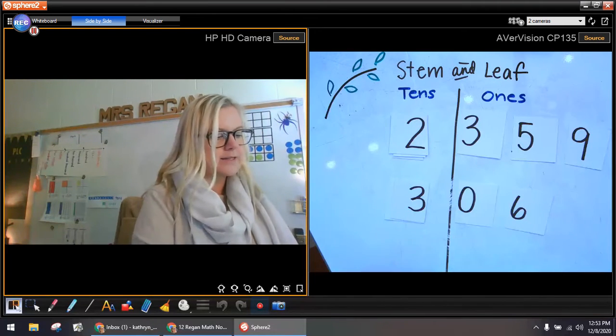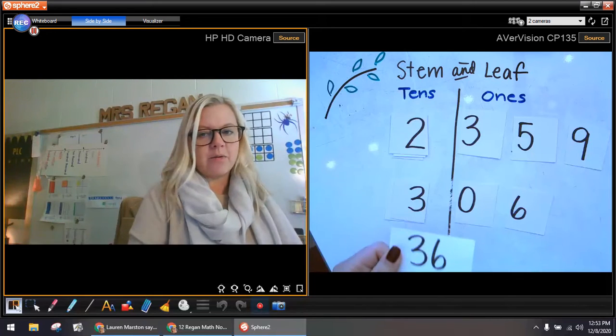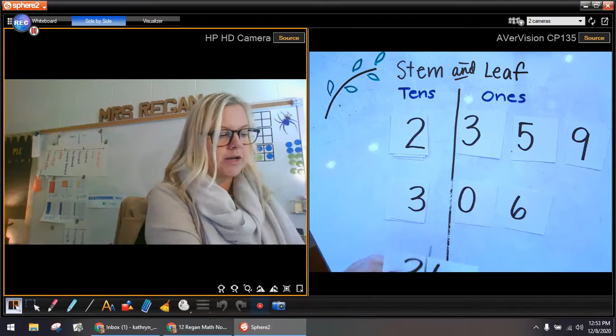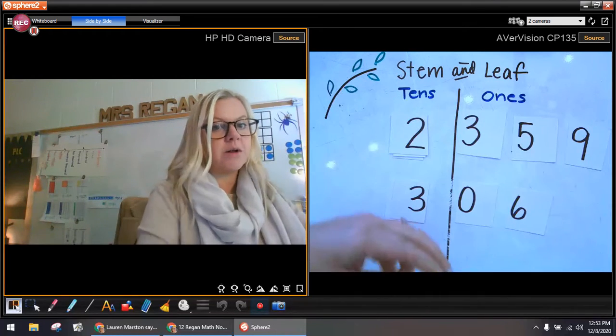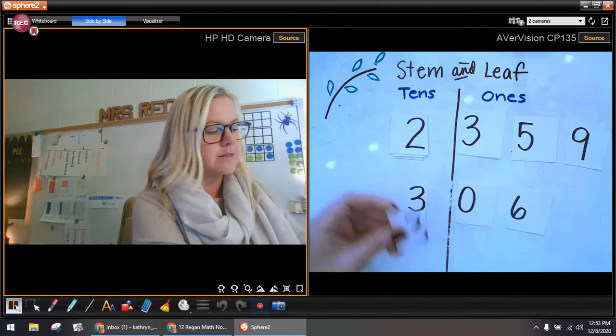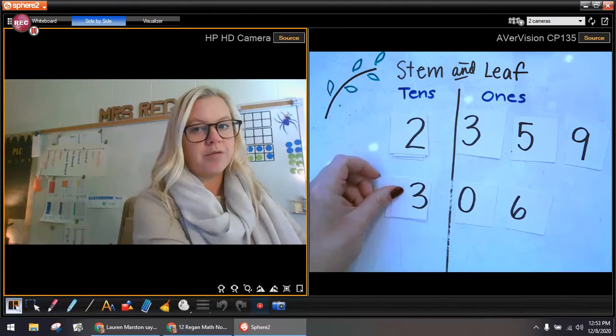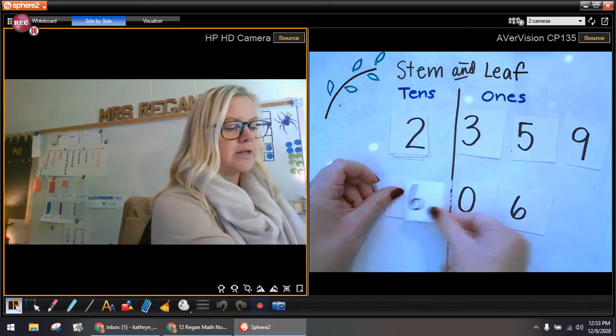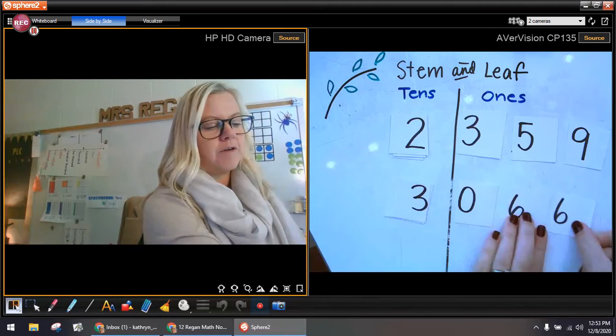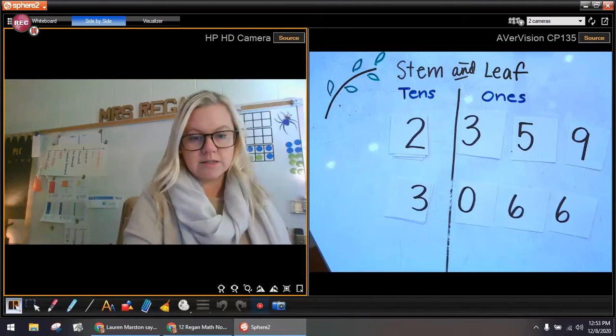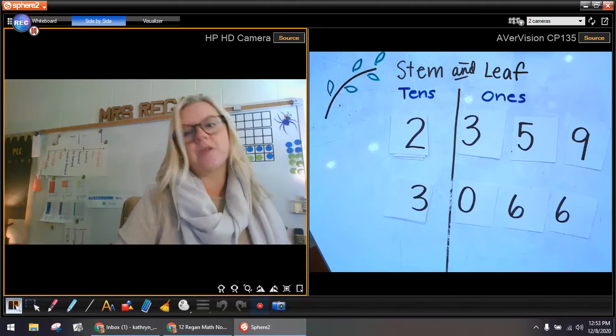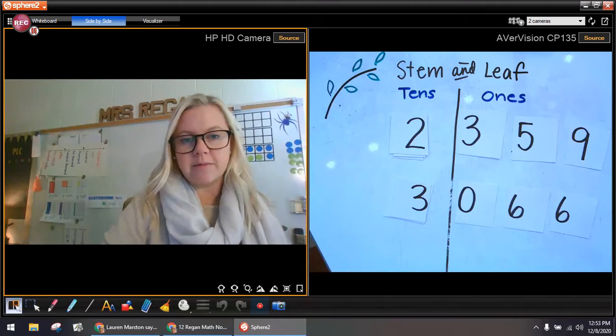Okay, the next number is another 36. Now I already have a 36 on my tree, but guess what? I can do another one. I can repeat that number as many times as it shows up. 3 tens, same tree branch. I'm just going to add a new leaf for 6 ones. Okay, so this is an example of a stem and leaf here.